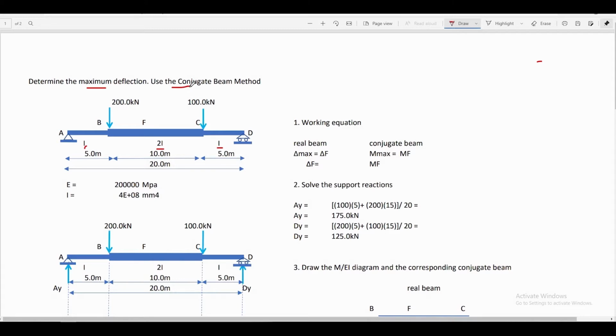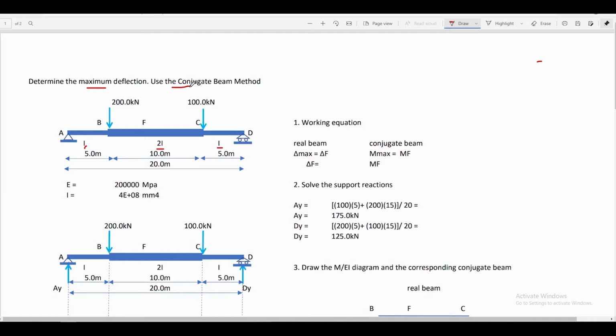Just like what we did in our previous problem, we will follow some simple steps in order to solve the problem. The first step is to write the working equation. The second step is to solve the support reactions. The third step is to draw the M/EI diagram and the corresponding conjugate beam. For the fourth step, we will solve for the properties of the M/EI diagram. And finally, on the fifth step, we will solve for the unknown. We will now start with step number 1.